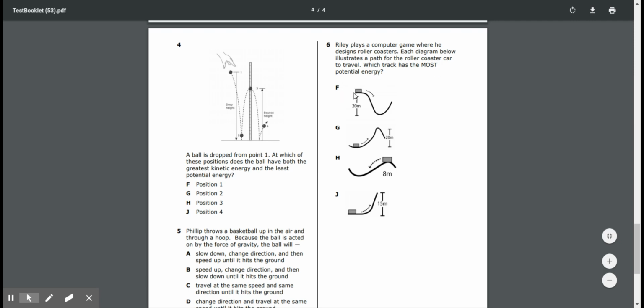F. The cart is here, and that's 20 meters above the ground, and it's moving this direction. G. The cart is here, moving this direction, and this hill is 20 meters. H. The cart is here, moving this direction. The hill is 8 meters. Or J. The cart is here, it's moving this direction, and the hill is 15 meters.